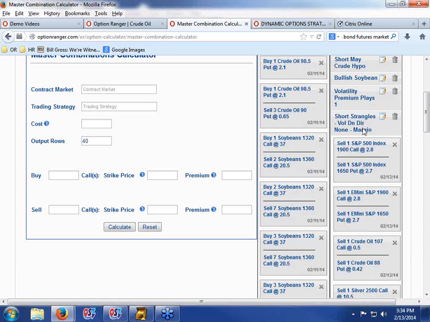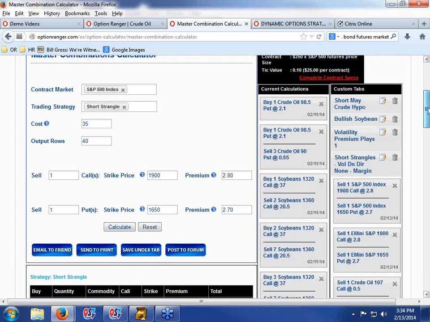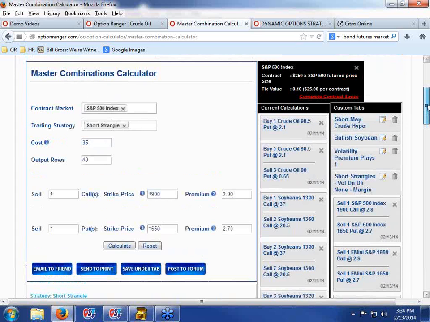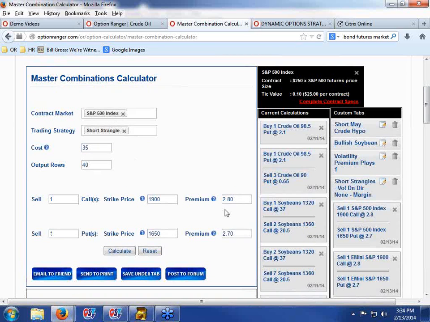So let's go right to it and have a look at a market that a lot of people like to strangle because of the premiums and the liquidity. And of course, we're talking about the S&P 500. The first example that we're going to show is on the large contract. Again, as you know, when we input a trade, the dialog boxes help show up. So in this case, you get all the contract specs and the specifics on the contract.